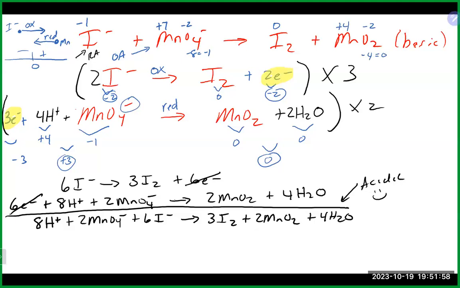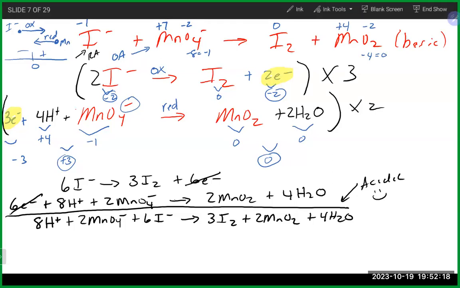Now, since we are doing this in basic conditions, this is the way I would recommend doing it, which is do it in acidic conditions. Now we're going to turn this into basic conditions. And I know this is acidic conditions at this point because I see H plus in my equation. So that tells me this is balanced in acidic conditions.